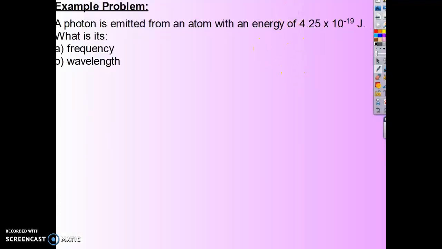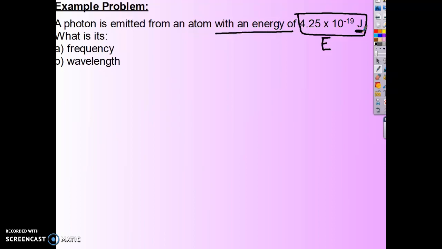Now we have one more example problem before we finish for today. And this question is saying that a photon, or a particle of light, is emitted or released from an atom with an energy of 4.25 times 10 to the negative 19 joules. Even if it didn't say with an energy of, we should be able to figure out that this is what variable? E. The way we would know that is because the unit is just joules, which is a unit of energy.